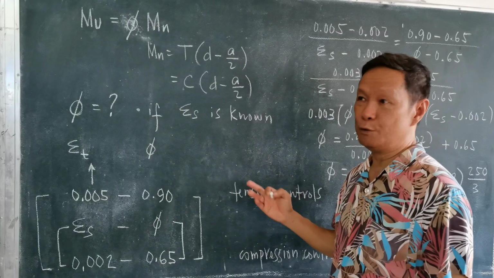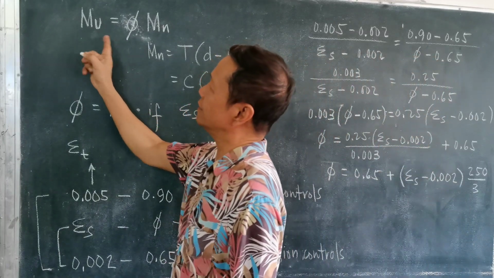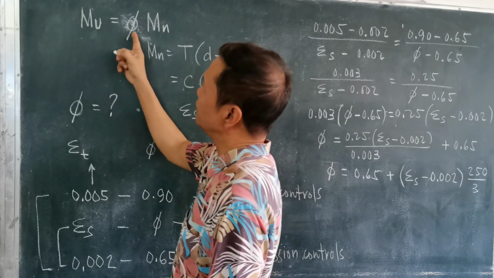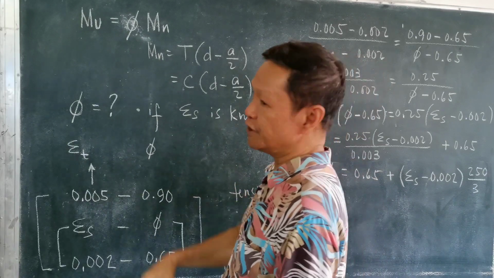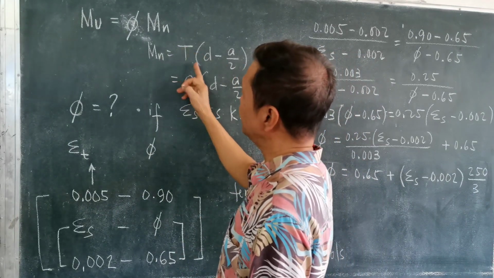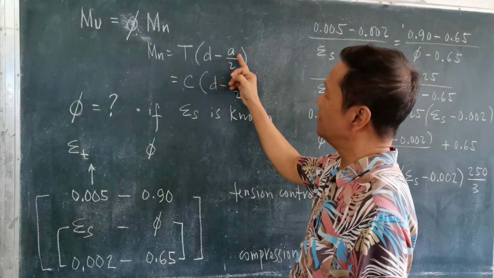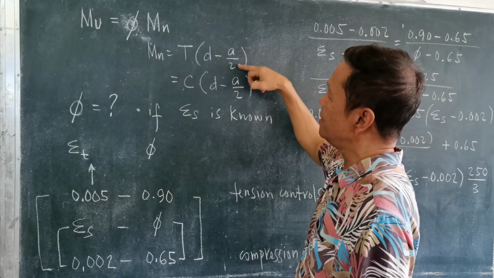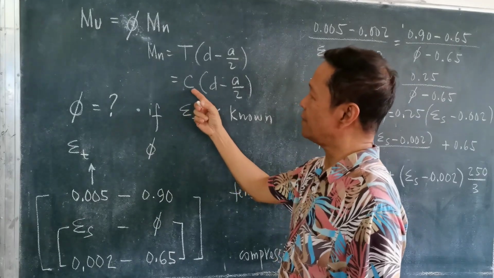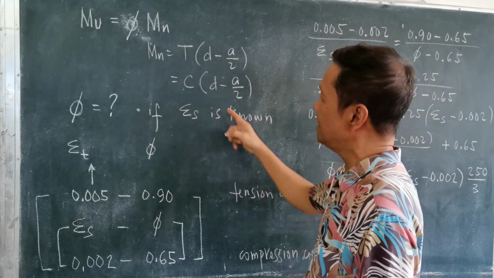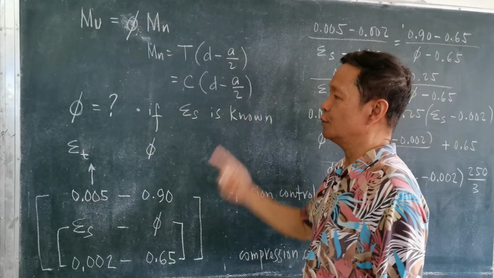Good day, everyone. We will now go back to the formula for ultimate moment, which is equal to the reduction factor phi times the nominal moment. And in our first video, the nominal moment is always equal to the tensile force multiplied by d minus the depth of compression block a over 2, or it is also equal to the compressive force, capital C, times the quantity, the effective depth minus the depth of compression block a over 2.